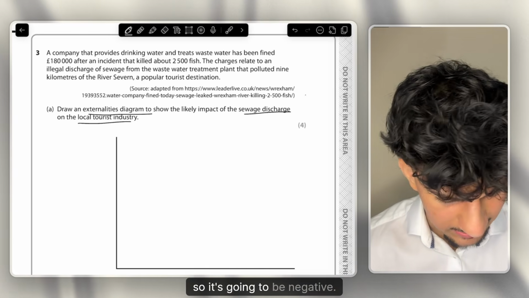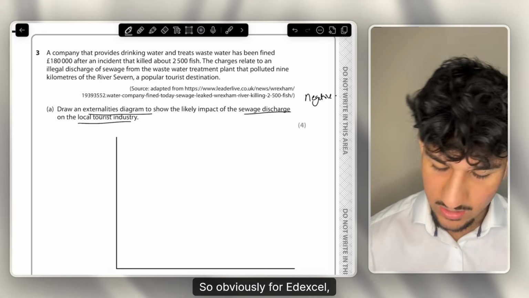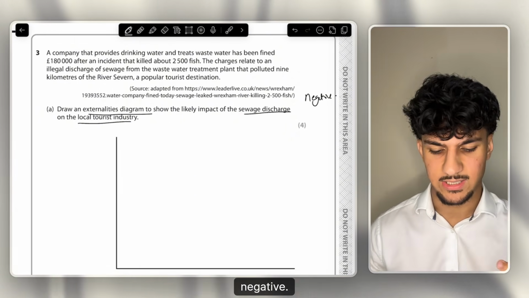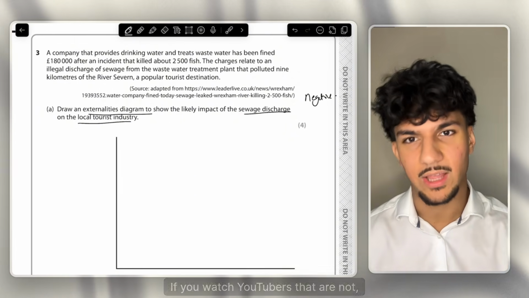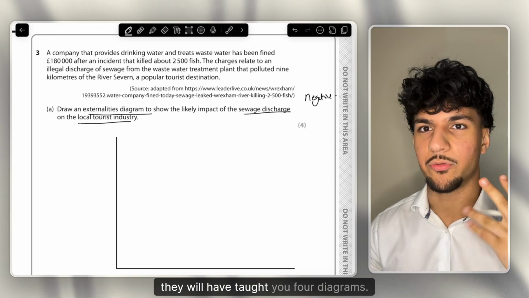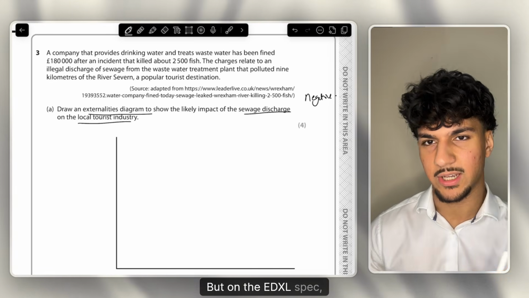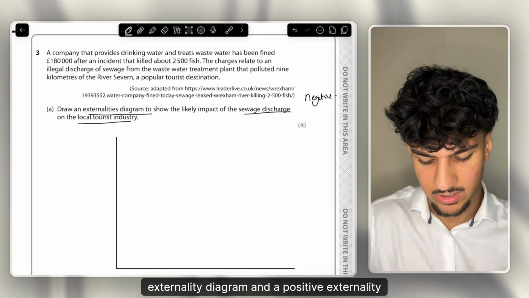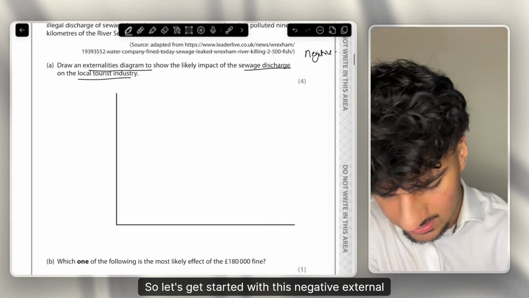Pollution. Okay, so it's going to be negative. So obviously for Edexcel, technically there are only 2 externality diagrams you should know, which are positive and negative. If you watch YouTubers that are not Edexcel specific, they will have taught you 4 diagrams, but on the Edexcel spec you only need to know a negative production externality diagram and a positive externality diagram. So let's get started with this negative externality diagram.